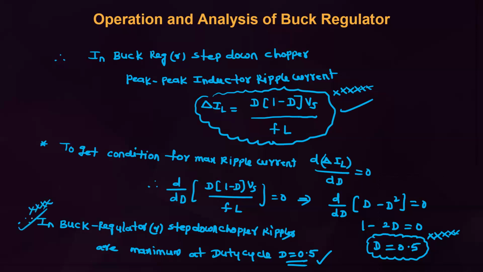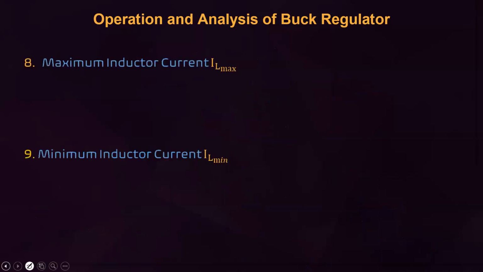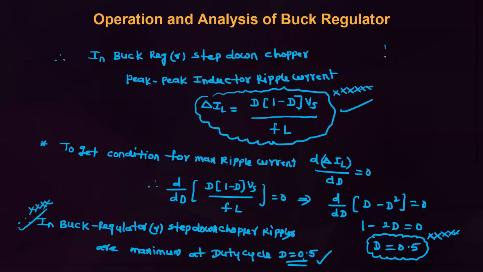Now the question is, okay sir, you are telling that ripples are maximum at duty cycle 0.5. What is that maximum value of ripple? How to get the maximum value of ripple? You substitute D equal to 0.5 here. We can get the expression for maximum value of ripple current. The maximum ripple current, delta I L max equal to delta I.